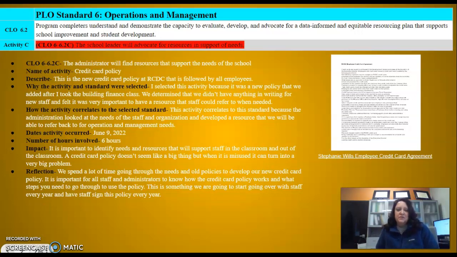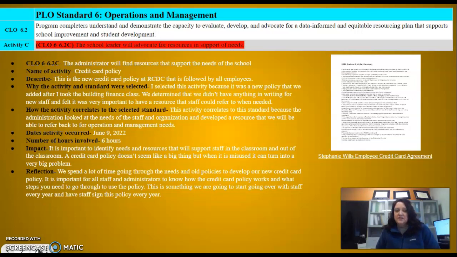How does this impact me? As an administrator, it's important to identify needs and resources that will support staff in the classroom and out of the classroom. A credit card policy doesn't seem like a big thing, but when it is misused, it can turn into a very big problem. So as I reflect as an administrator, we spend a lot of time going through the needs and old policies to develop our new credit card policy. It is important for all staff and administrators to know how the credit card policy works and what steps you need to go through to use the policy.